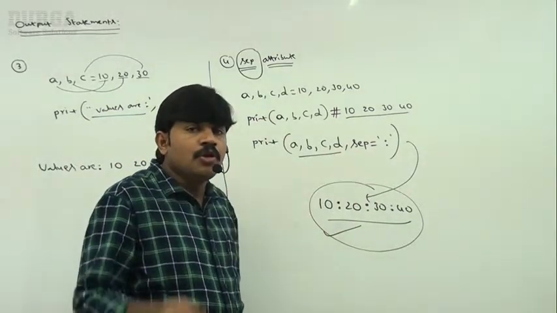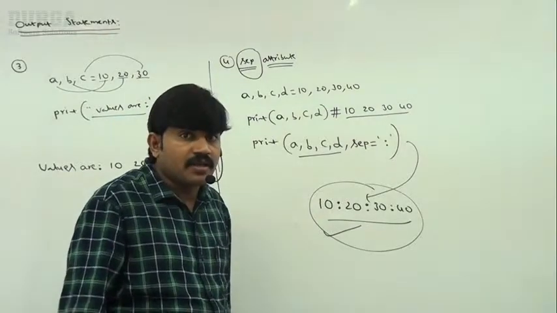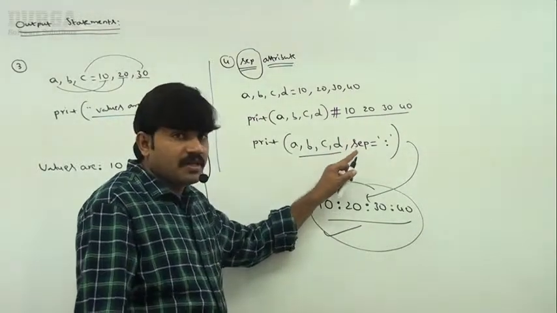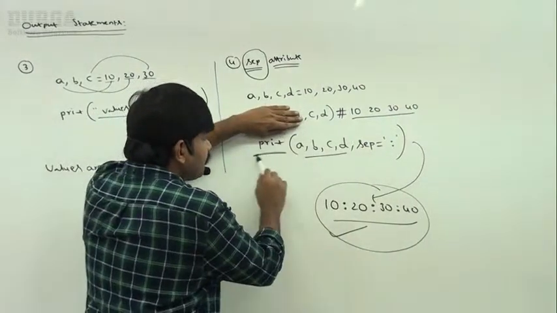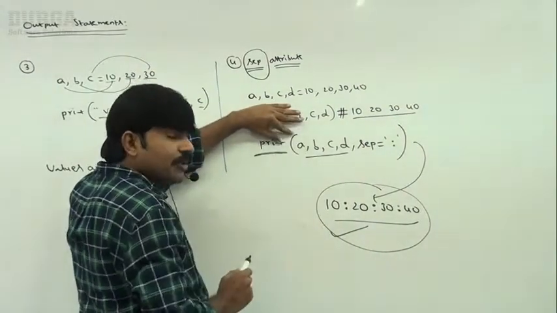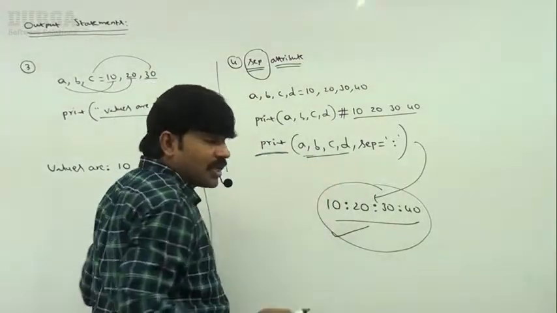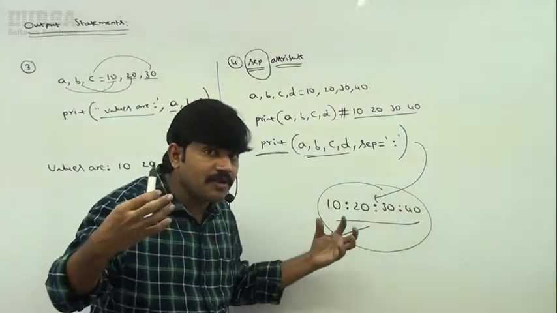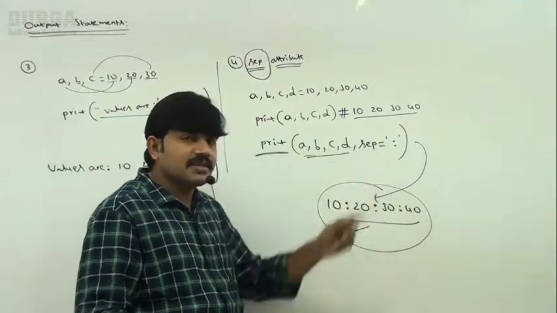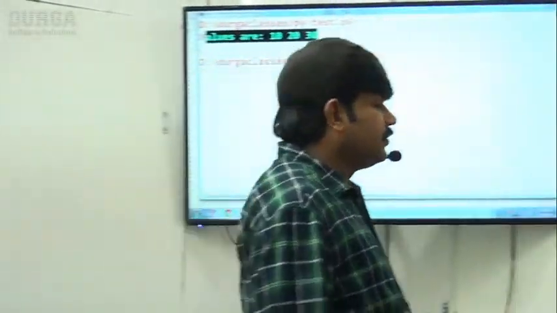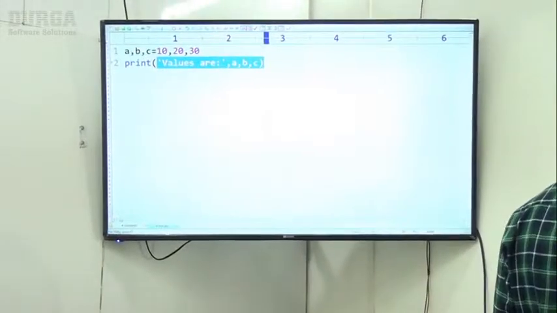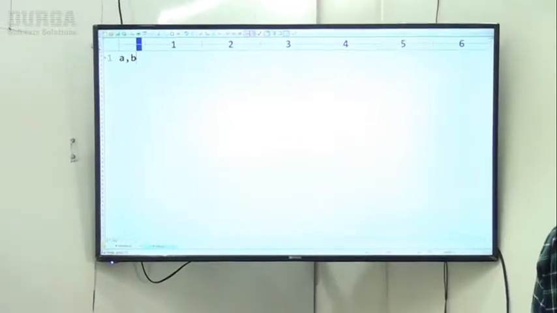Most of the people are going to ask what is the meaning of the SEP attribute. Now it is very clear. But remember, sir, how many print statements are there? Only one. One print statement, but multiple arguments. The separator between these arguments, for that we are using the SEP attribute. Have a look once. Now observe carefully, sir. Here I am taking A, B, C.